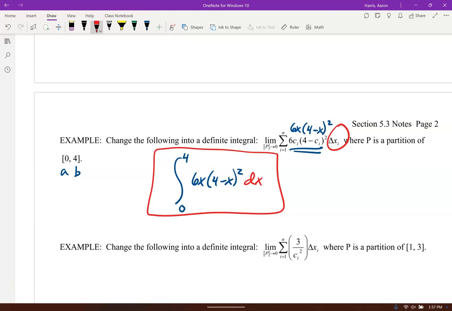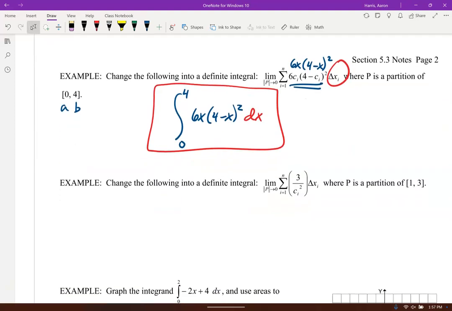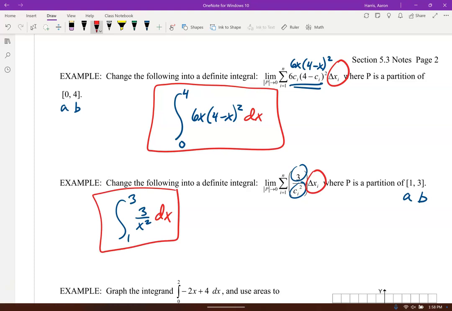Do another one. This one's from a to b, so from 1 to 3. And this is 3 over x squared. And the width is your dx there. So we just changed that into a definite integral.